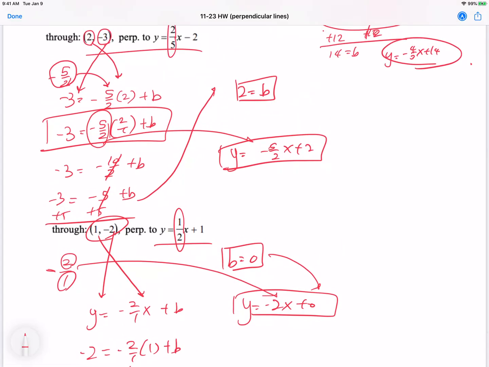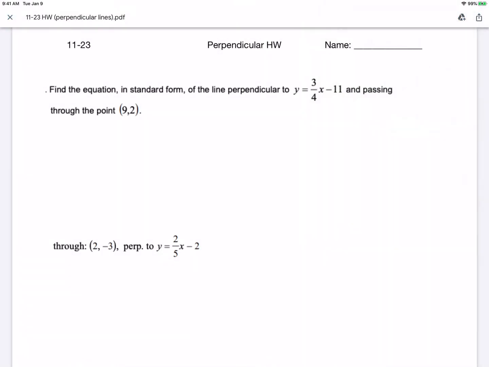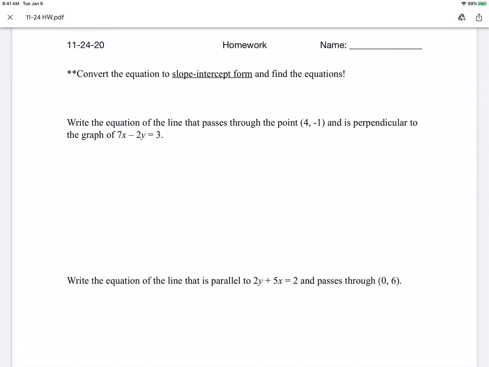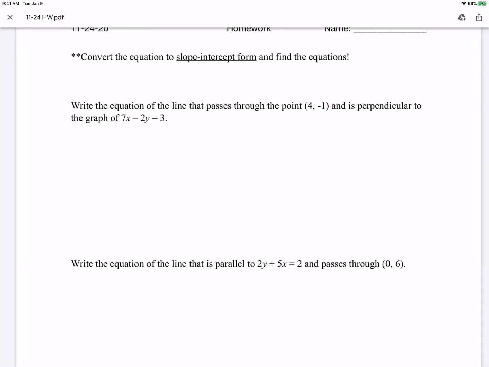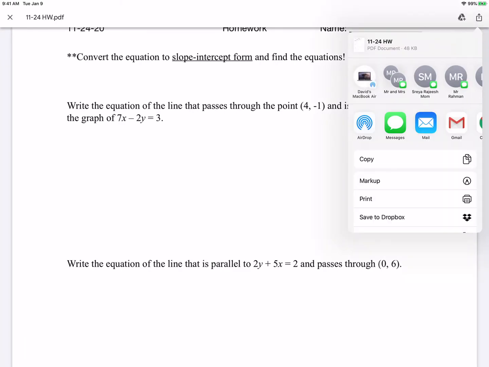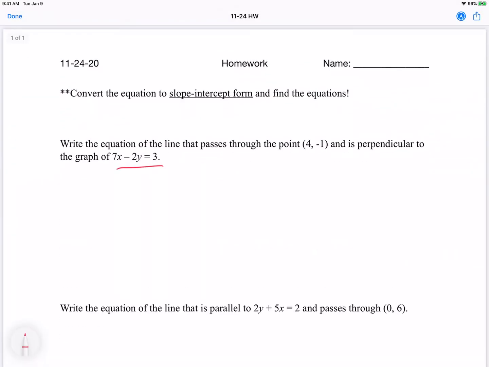Okay, so these are the answers to the questions from Monday, and I'm going to go over the question that we did yesterday. It was a little bit more challenging because now we're taking a look at what we call a non-standard form, different from what we're used to. We want to convert this into slope-intercept form first, in the format of y equals mx plus b.